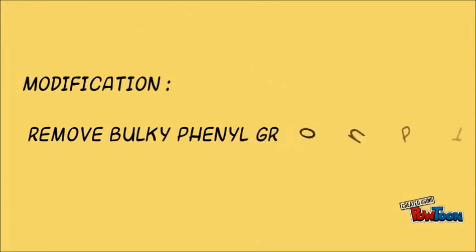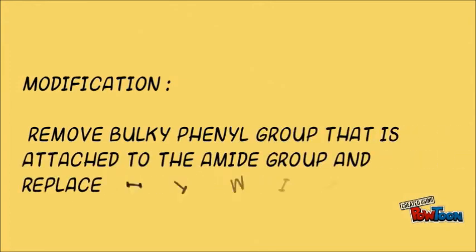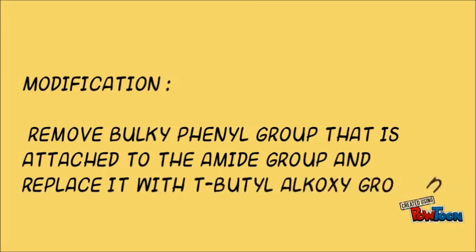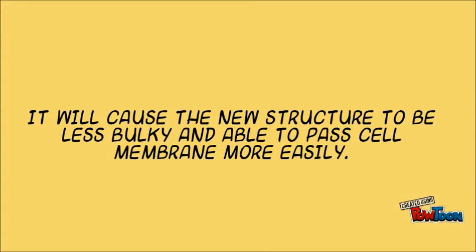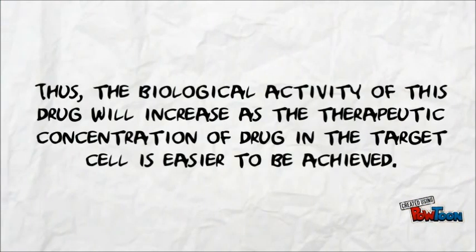The modification of drug B is made by removing the bulky phenyl group attached to the amide group and replacing it with a T-butyl alkoxy group. This causes the new structure to be less bulky and able to pass the cell membrane more easily. Thus, the biological activity of this drug will increase as the therapeutic concentration of the drug in the target cell is easier to achieve.